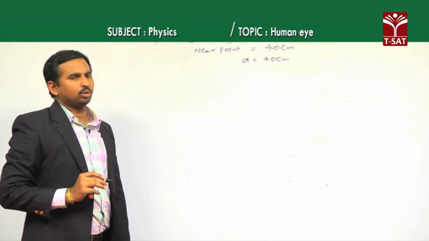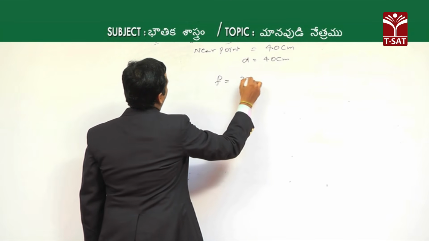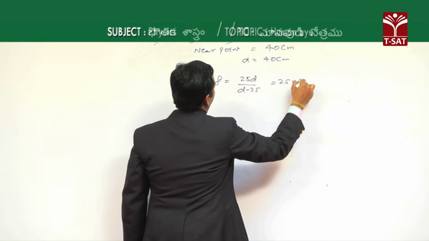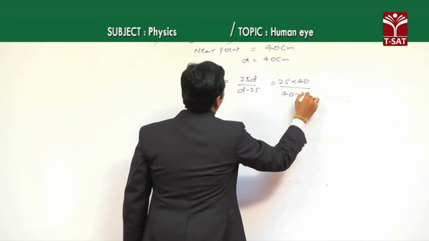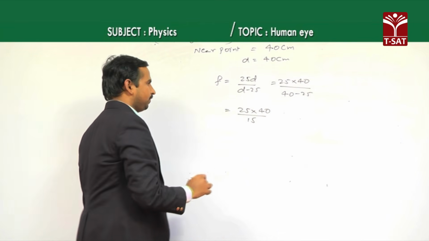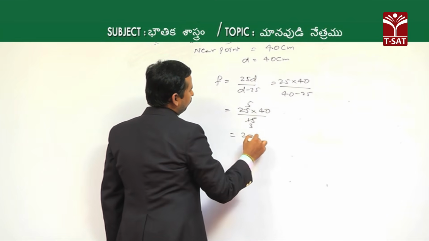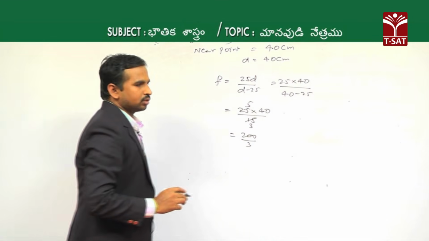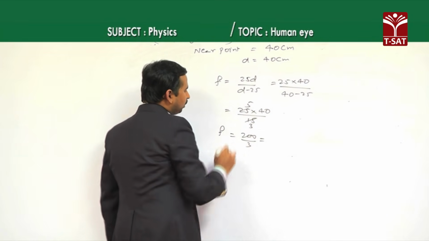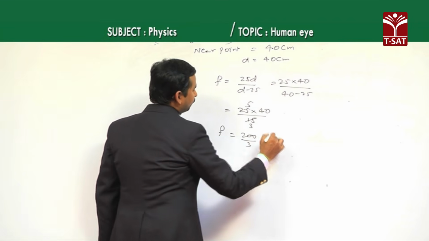Okay. So, d is equal to 40 centimeters, then we know the formula f is equal to 25d by d minus 25. Then 25 into 40 by 40 minus 25, which is 15. So, 5 3s here and 5 5s, which is 200 by 3. Here f is equal to 200 by 3 we got. This is the f value, and this is in centimeters.